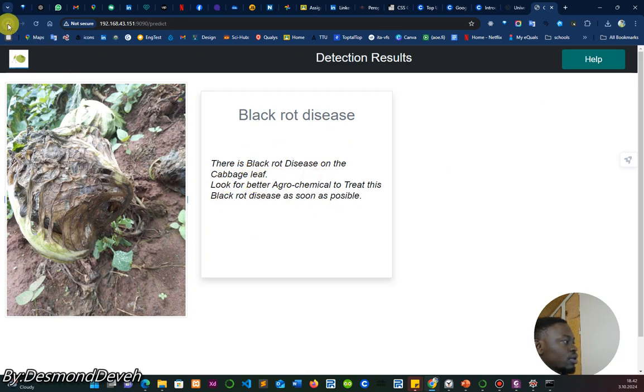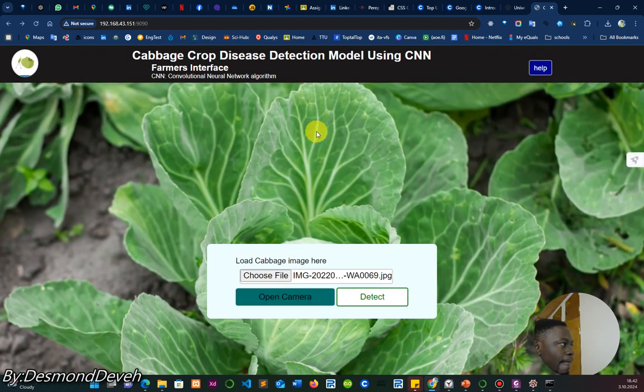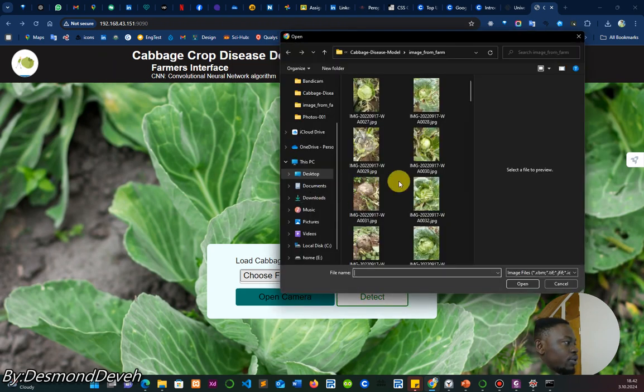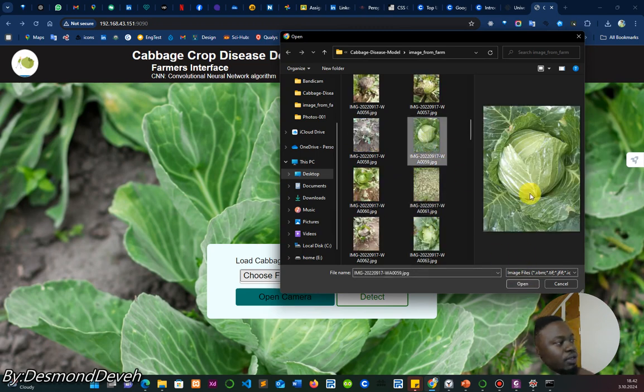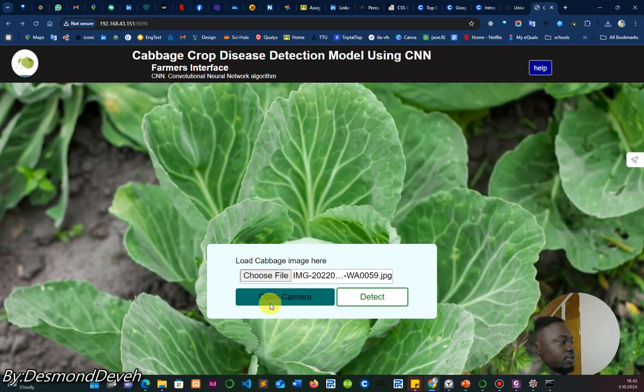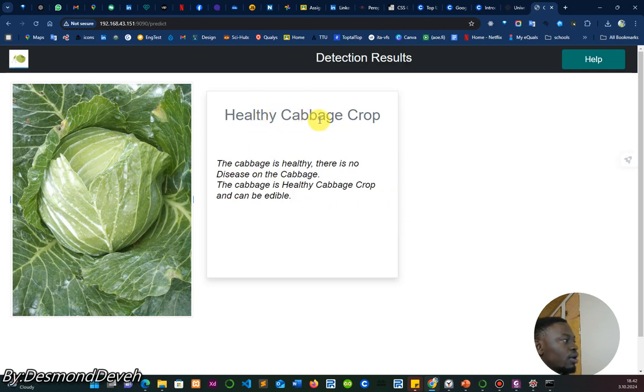Okay, and I will choose another image, probably maybe this image. This image looks different from the other one, so let's see what the algorithm will bring to us. Okay, good. So this is a healthy cabbage crop. So now you can see the cabbage is healthy and there is no disease on the cabbage. And that is true, based on the image classification.